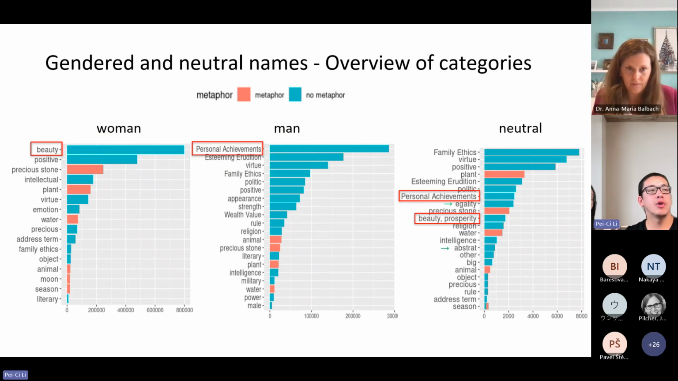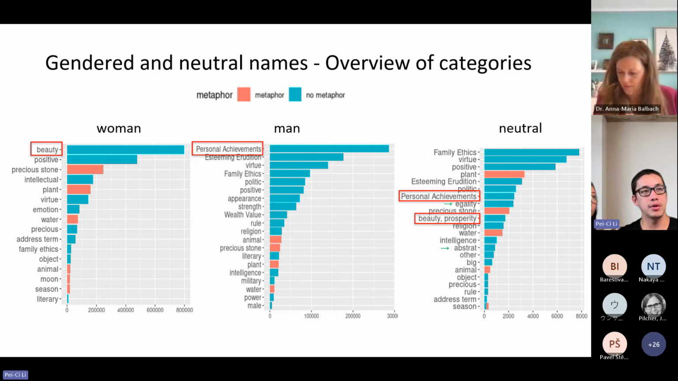So that was the table. Now we have just a few graphs to visualize the trends in general. If we just look at the count, on the left, starting with female names, we have beauty, which is the most frequent one. For male, we have personal achievement, which is the most frequent one. So it matches the cultural stereotypes that we talked about. For neutral names, what is interesting is first that we see personal achievement and beauty are there, but their ranking is much lower in comparison to male and female names. And what is on the top is more family ethics, virtue, positiveness.